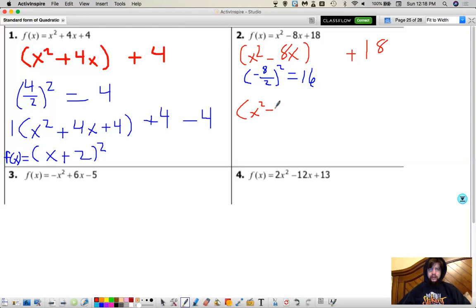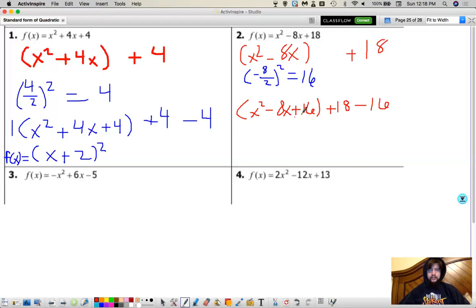X squared minus 8x plus 16. I have to subtract whatever this is, which is 1, times that 16 on the outside. So I didn't miss the 18. I need to subtract 16. So right now these parentheses really aren't doing anything because we don't have an a. So if I were to just simplify this right now, I'd have the 16s cancel, right? So I'm not actually changing anything in this equation. I'm just changing how it looks.